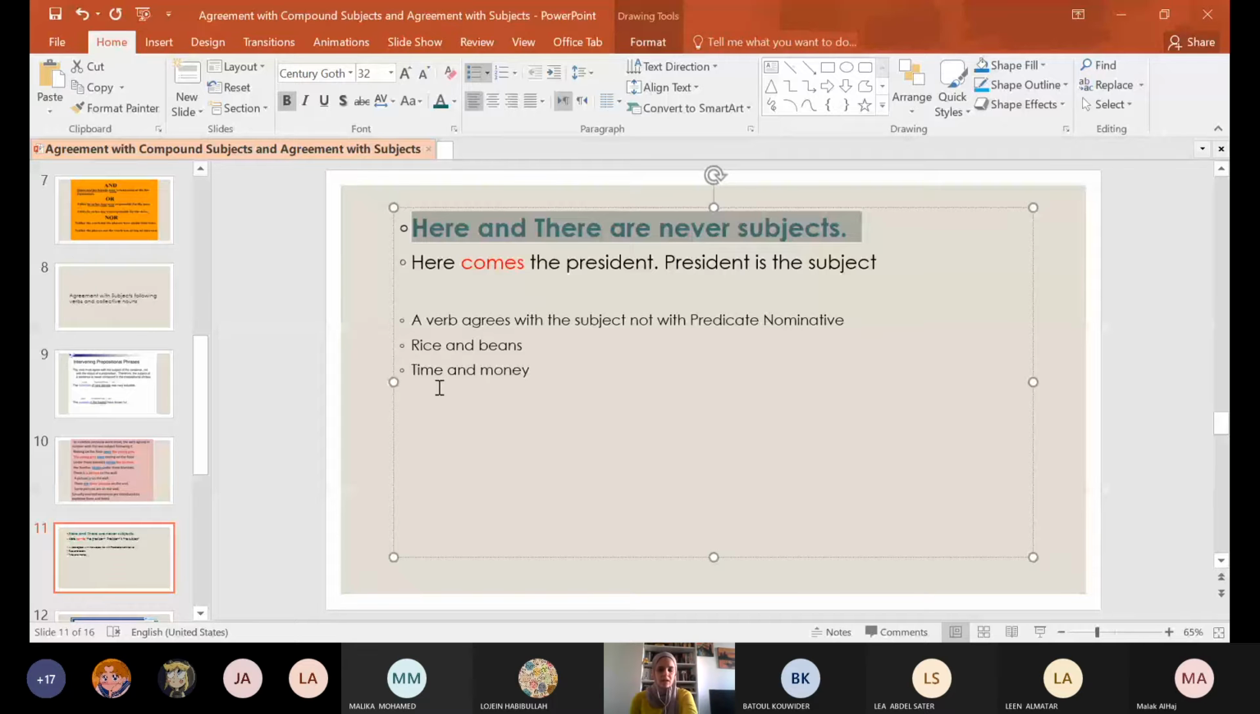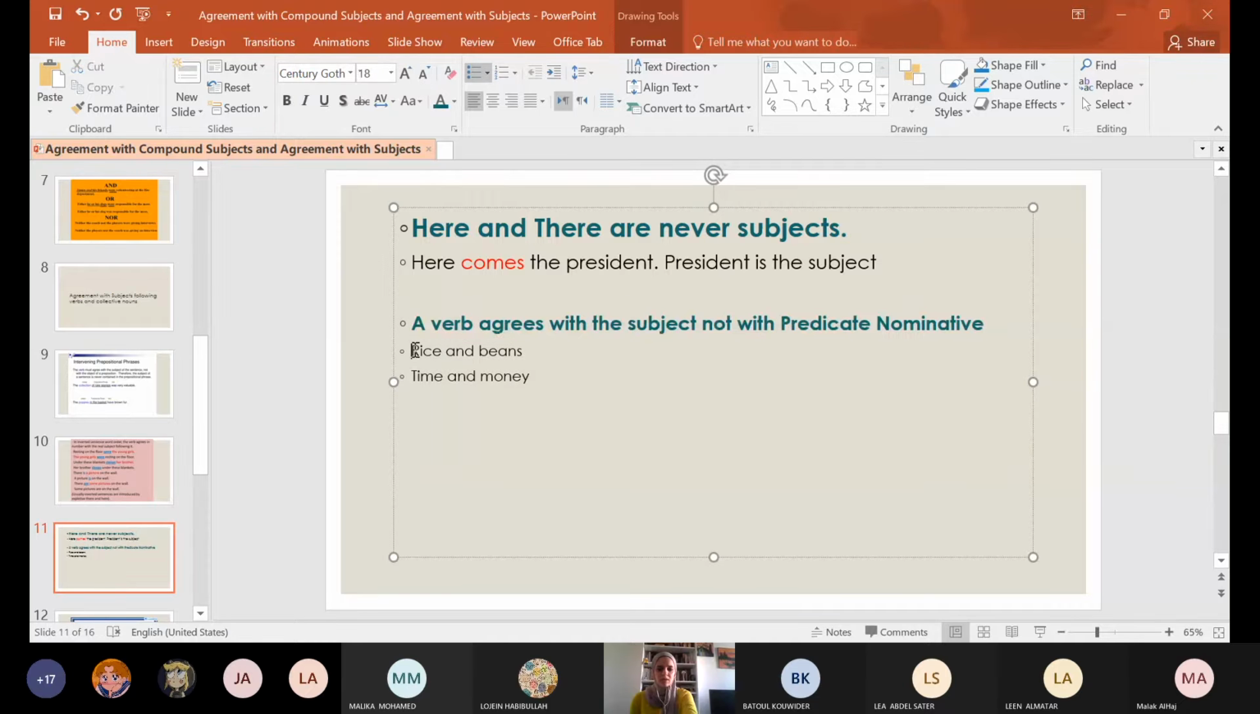Okay, then here is one thing you have to be aware of: a verb agrees with the subject, not with the predicate. How? When I say "she is the doctor," she is the subject. Doctor is a predicate nominative. Don't mix up the subject and the predicate nominative. So she is the subject, and doctor is the predicate nominative. Okay? With me?